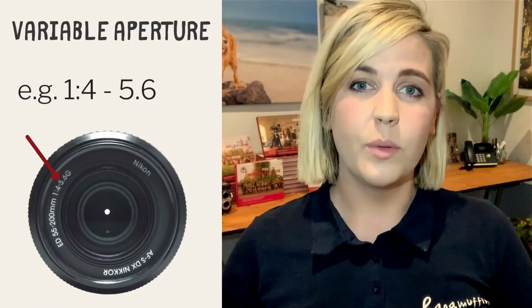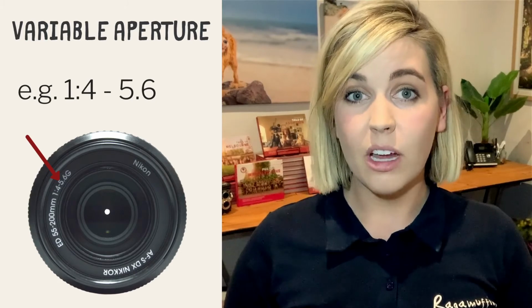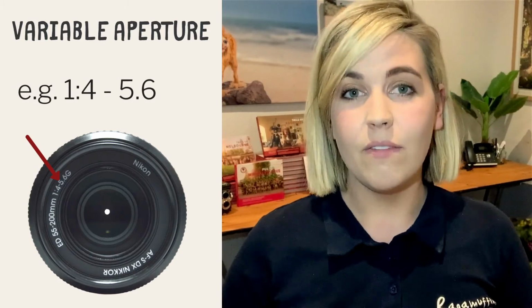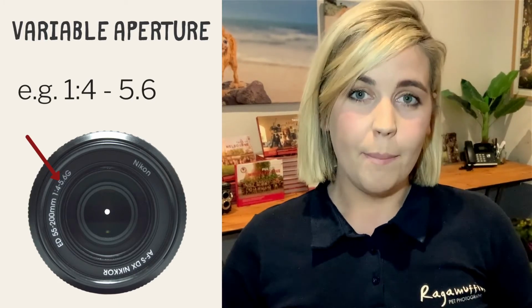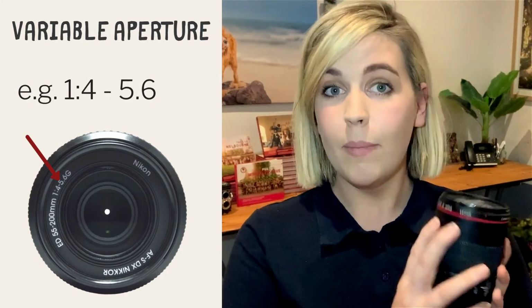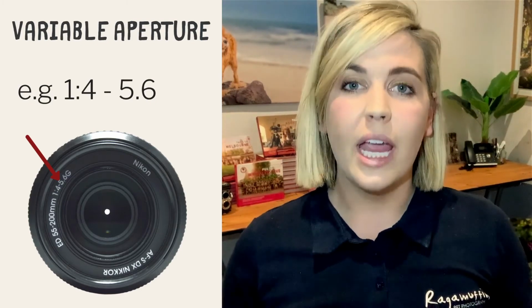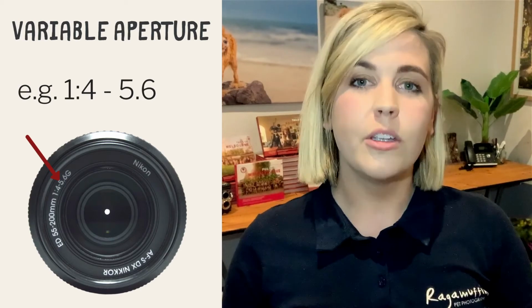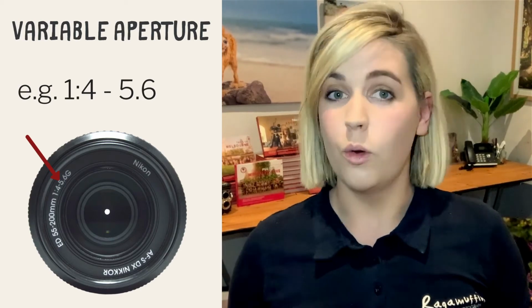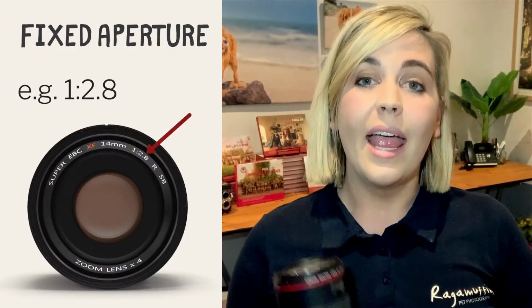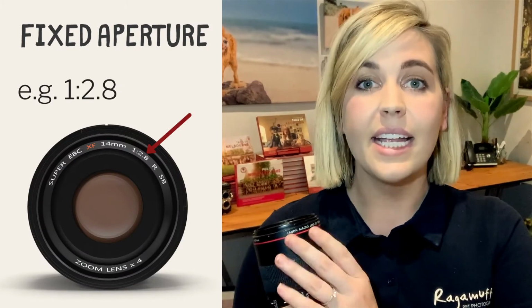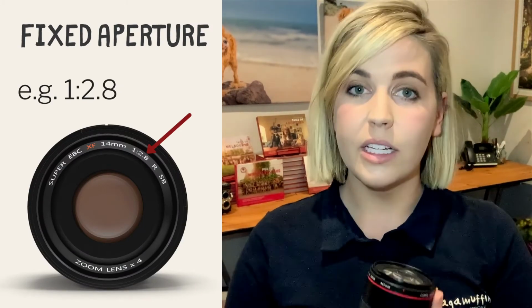And kit lenses, which are those cheaper beginner lenses that often come with cameras, typically have a variable aperture. What that means is that the maximum aperture your lens can go to will change depending on your focal length. So depending on whether or not you're really zoomed in or you're really zoomed out. A fixed aperture lens has the same maximum aperture regardless of the focal length.